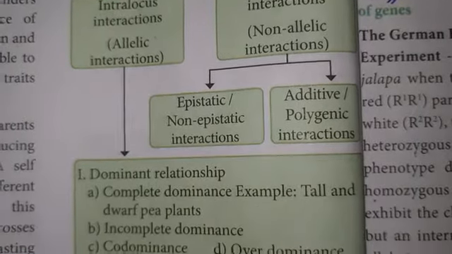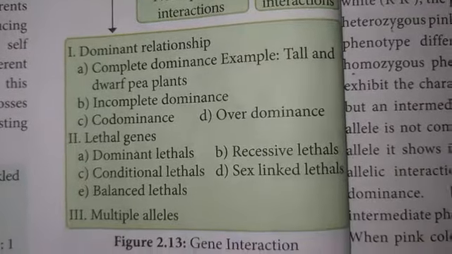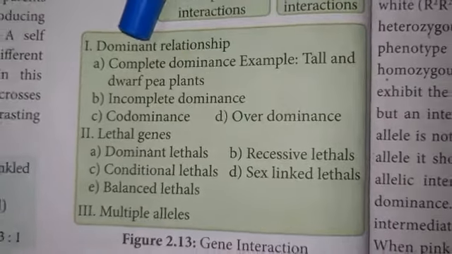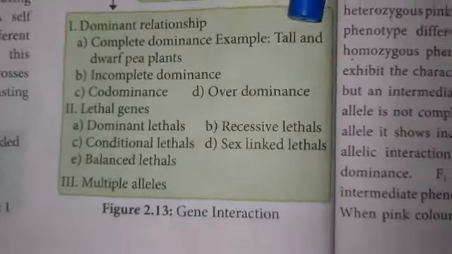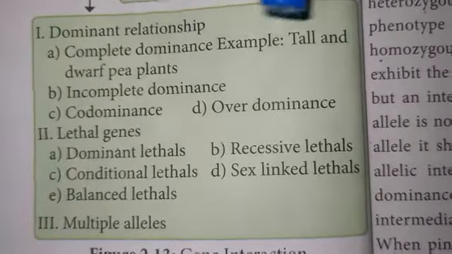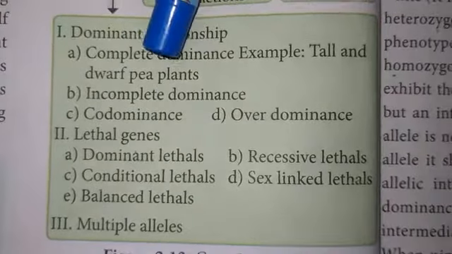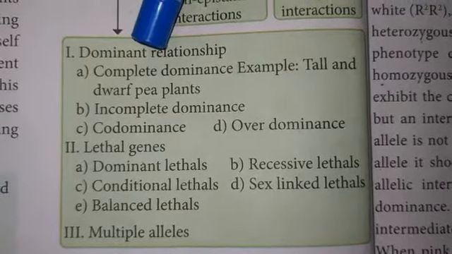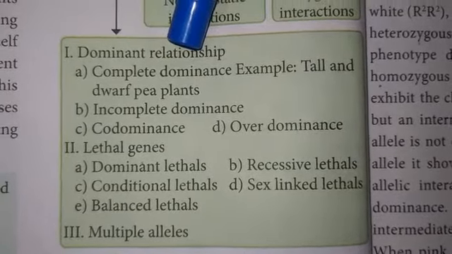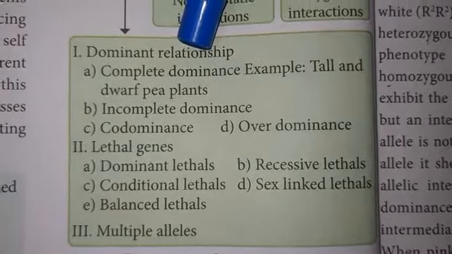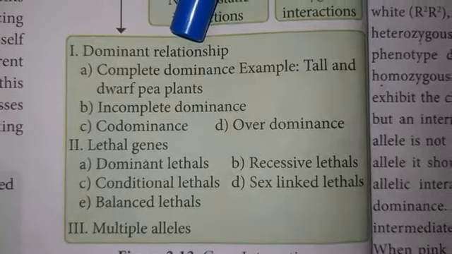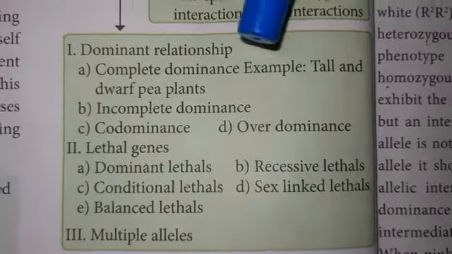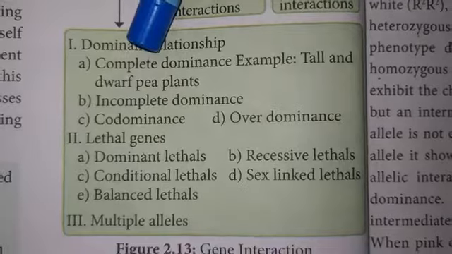Intralocus interaction is classified into dominant relationships. It contains complete dominance, for example, tall and dwarf pea plants. The tall plant is completely dominant over the dwarf plant, which is an example of complete dominance. Dominance means the character which is expressed more, or the character which is expressed in the F1 generation, is called the dominant character. Here the tall plant is completely dominant over the dwarf plant.